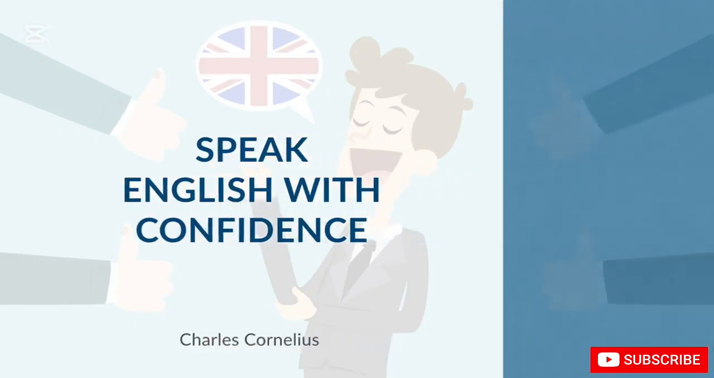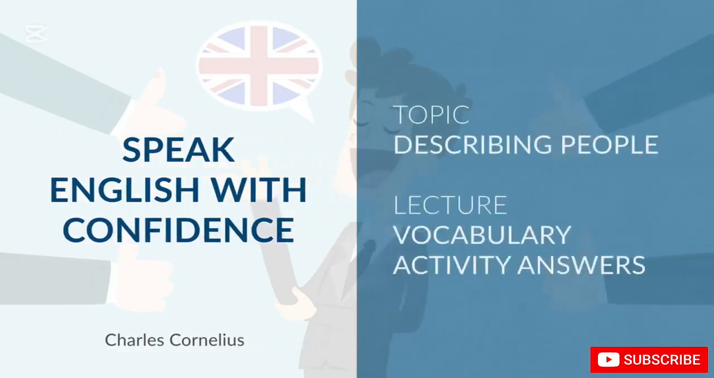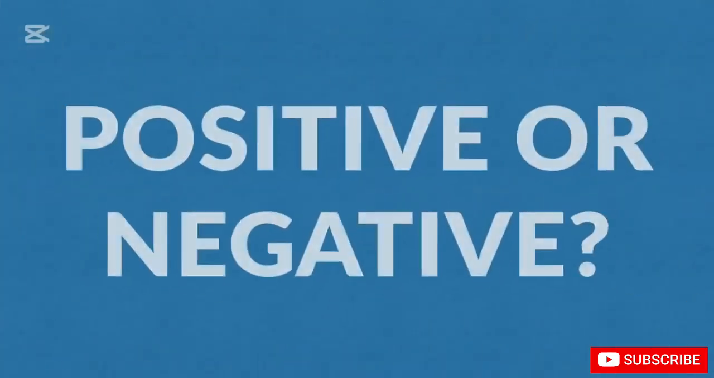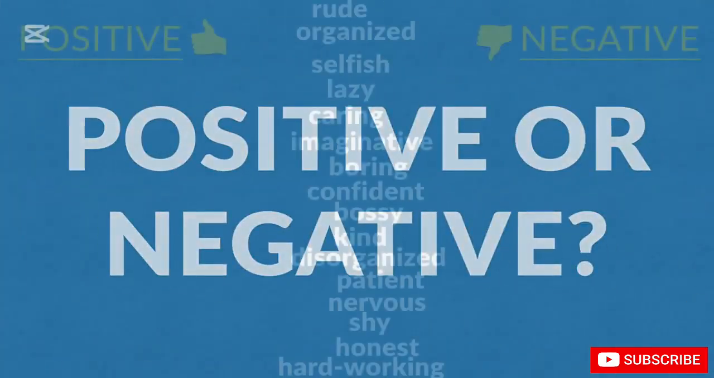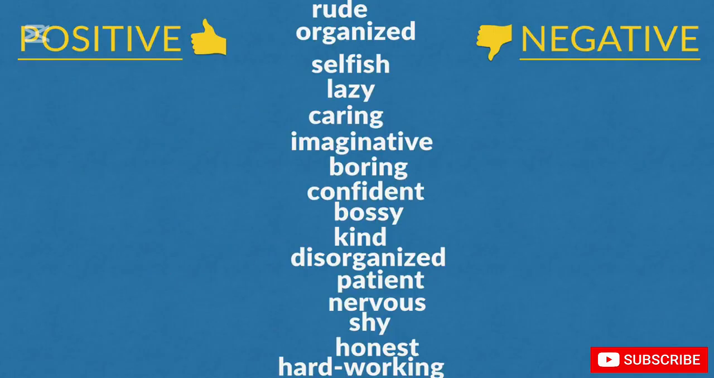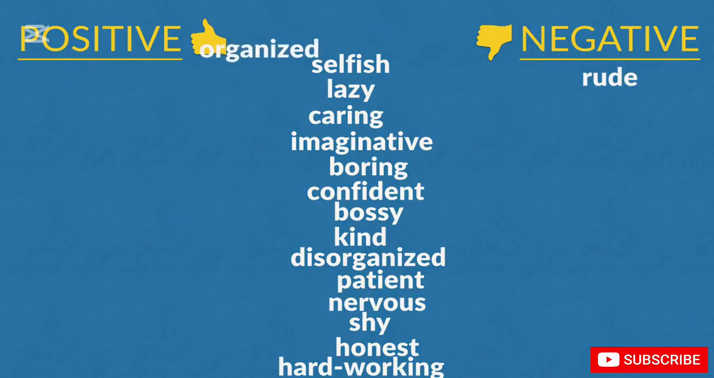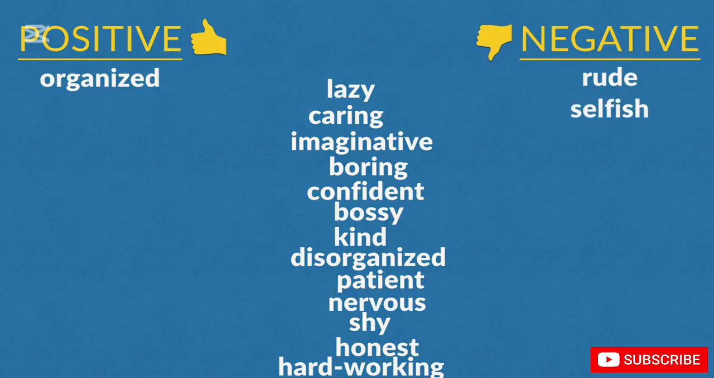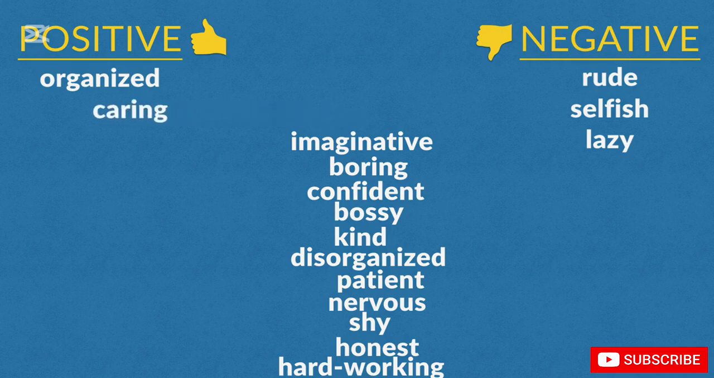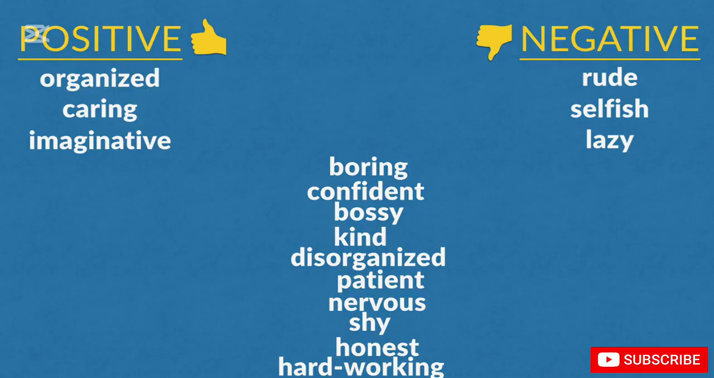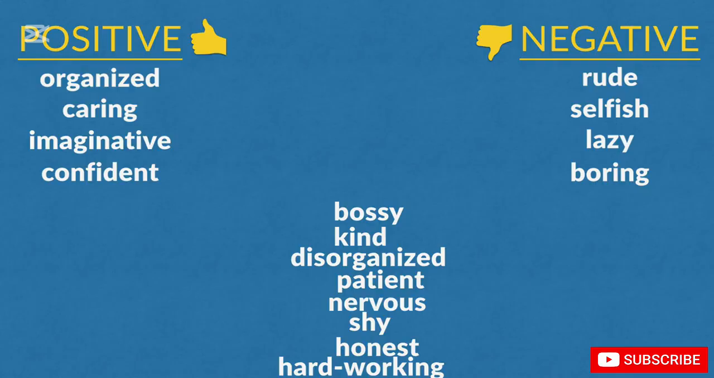So let's go through the answers to the vocabulary activities. And the first activity is the positive or negative. So, rude, is that positive or negative? It's negative. Organized is positive. Selfish, negative. Lazy is negative. Caring is a positive characteristic, as is imaginative. Boring is negative. Confident is positive.